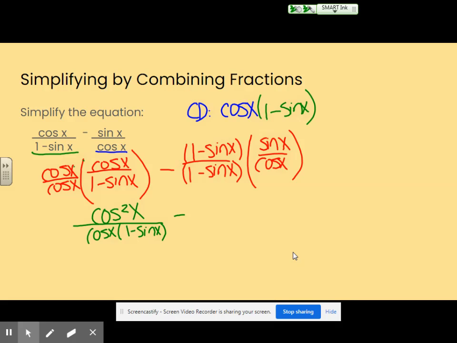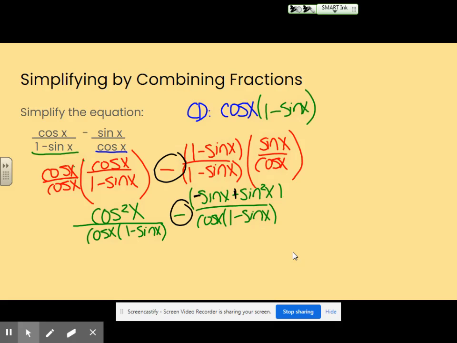I'm going to multiply my right side by 1 minus sine x over 1 minus sine x to get sine x minus sine squared x all over cosine x times 1 minus sine x. All right, something that's super duper important is I have that negative sign. If I have that, that means I'm going to have to distribute a negative. So this is really going to be a negative sine x plus a sine squared x. And what is that going to do when I swoosh them together?